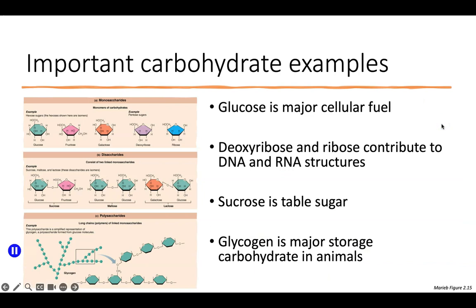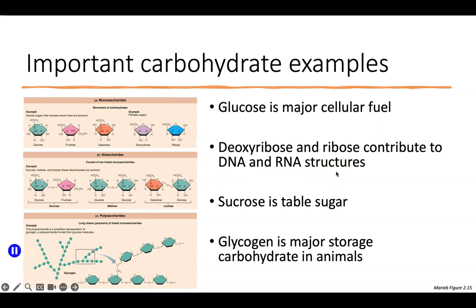Some important examples of carbohydrates, one of the most important is glucose, and that's because it is the major cellular fuel. So it is used for generation of energy in the cell. We also have deoxyribose and ribose. So those are carbohydrates that actually contribute to the structures of DNA and RNA.